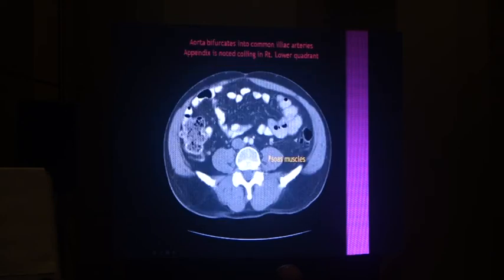Yes. These are the psoas muscles. And here we can see that the aorta bifurcates into the common iliac arteries. And here we can see this is somewhere the cecum, ileocecal junction, and this is the appendix. This is the bifurcation of the aorta, right as well as left common iliac. Next.